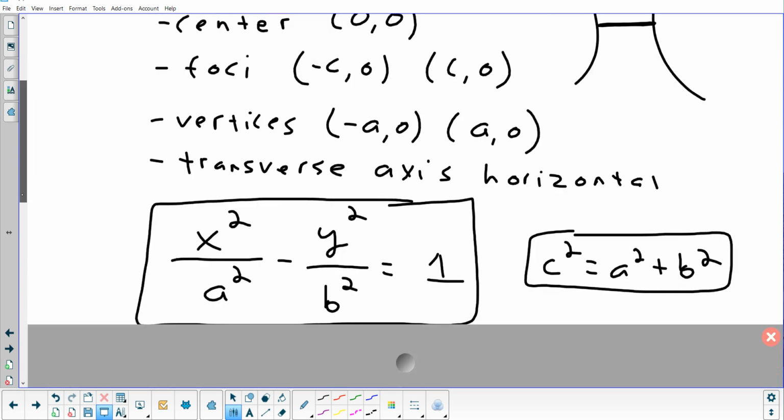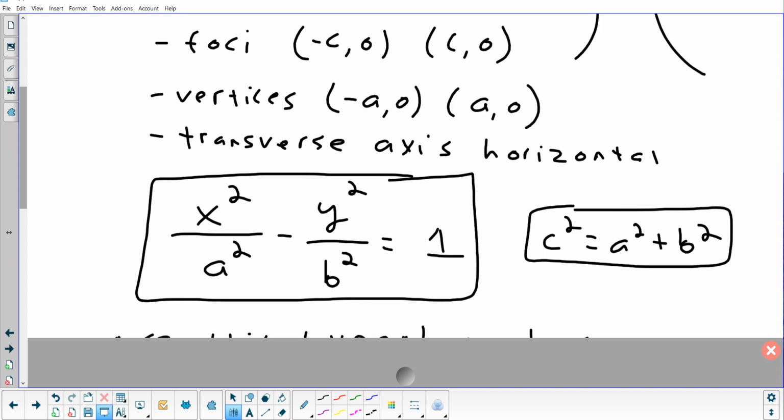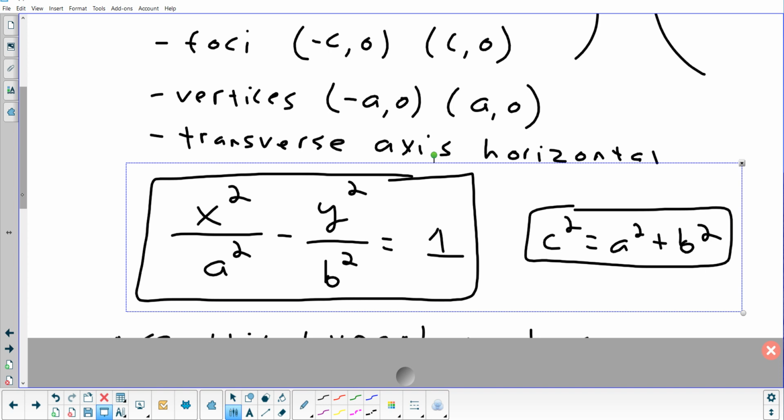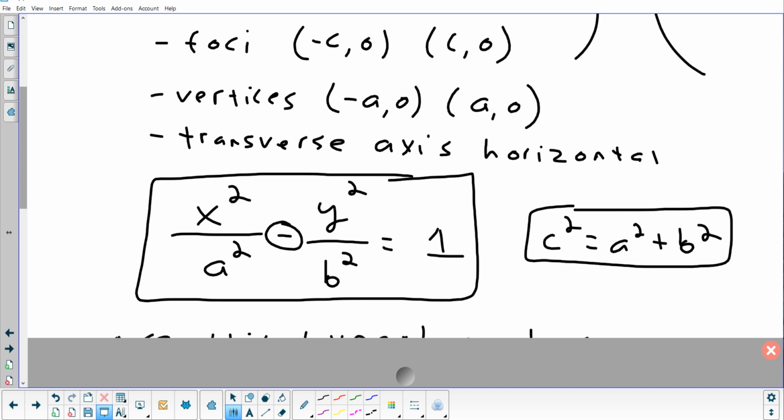So what's different about this equation compared to an ellipse? It's almost exactly the same thing. There's really only one thing that's different. Yep, the picture has two branches and it doesn't just connect. Oh wait, are you talking about the picture? No, not the picture. Talking about this. Yeah, it's a minus instead of a plus. That is the only change you need to make for this to be a hyperbola.